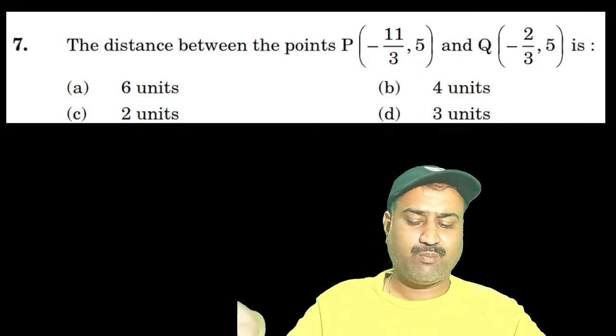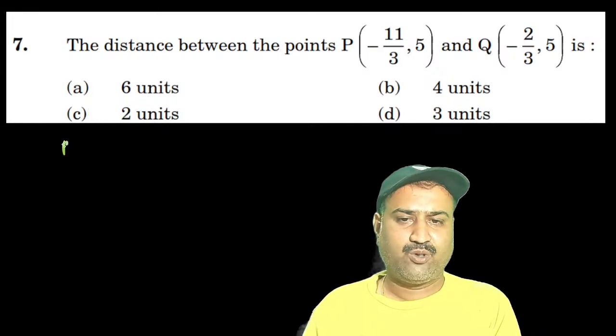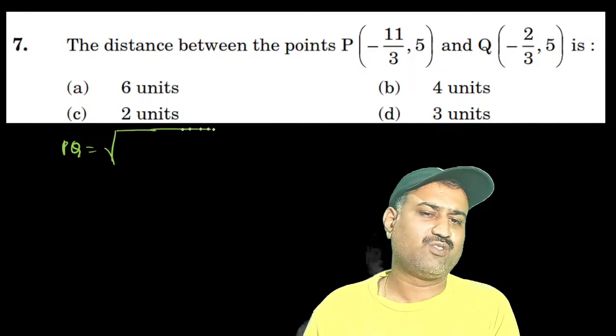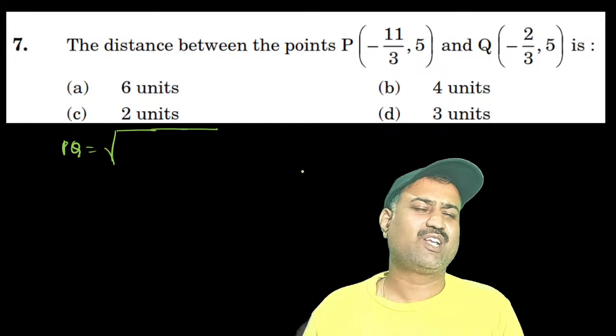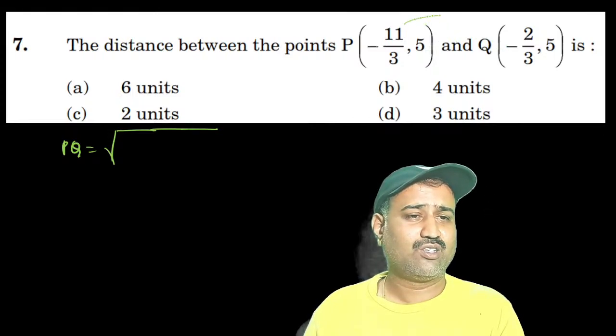The distance between the points PQ. Now, PQ is equal to, see here, don't try to write the distance formula here because it is not necessary. It is a 1 mark question. Don't waste time on writing the formula. Now it is a minus sign, therefore same signs get subtracted here.